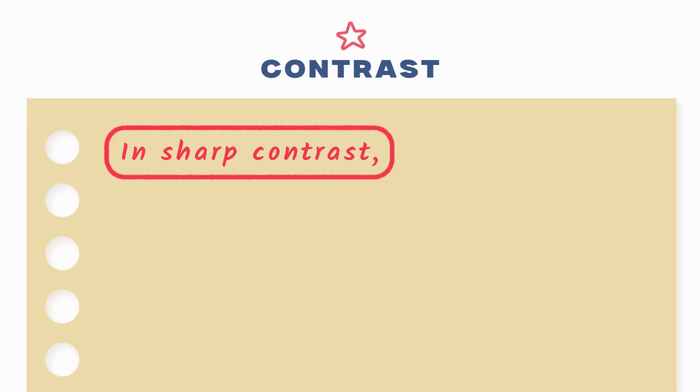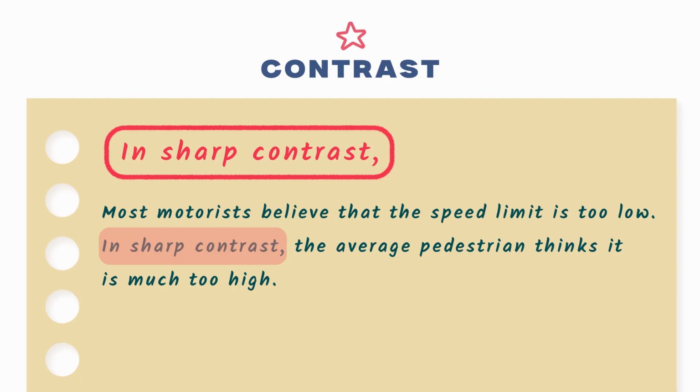Another linking word is in sharp contrast. It's the same as in contrast, but when you're talking about the differences, that is huge. When there is a huge difference between two things, you can write in sharp contrast. Most motorists believe that the speed limit is too low. In sharp contrast, the average pedestrian thinks it is much too high. So we are talking about low and high, all right? So we say in sharp contrast.